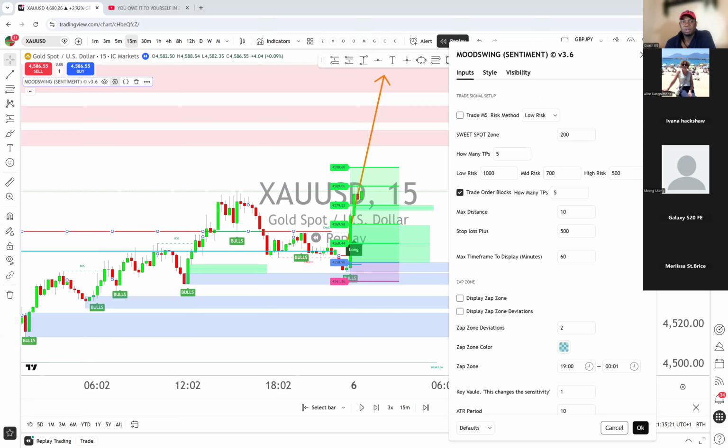Yes, so you need to just delete it and reinstall. You could just literally close it off, delete it off of your chart, and then go back and find the MOODSWING tool, and that should be 3.6. It upgraded for everybody. So you just need to do that.